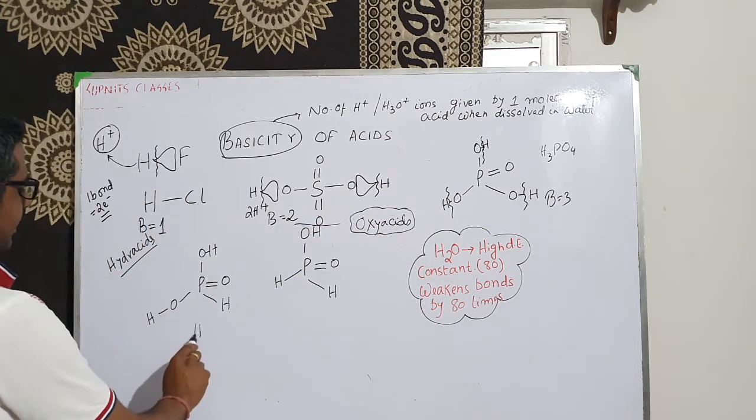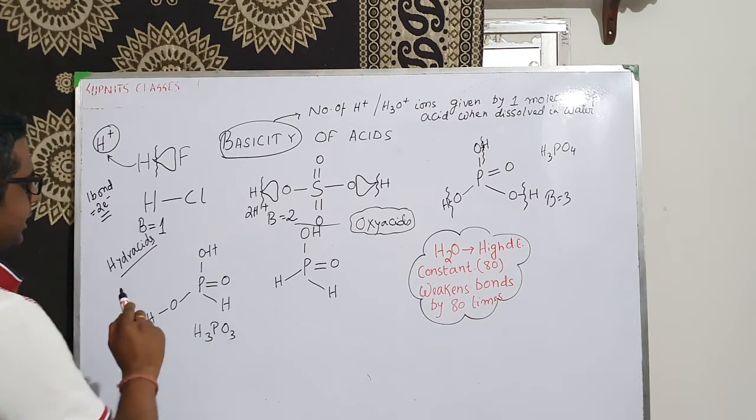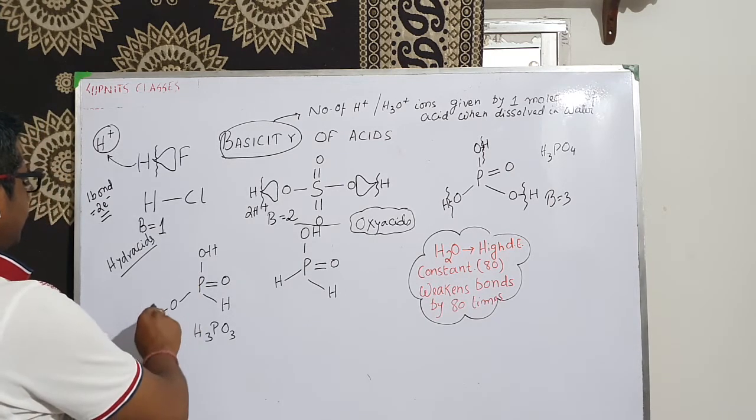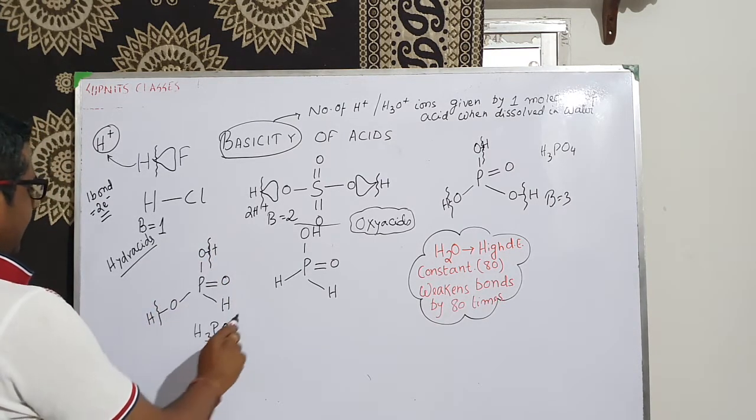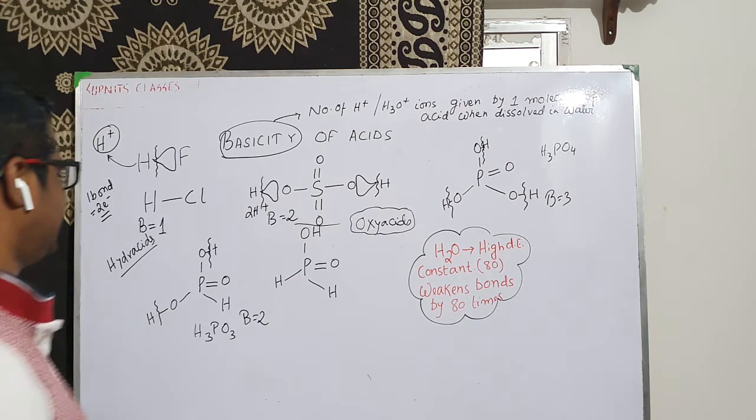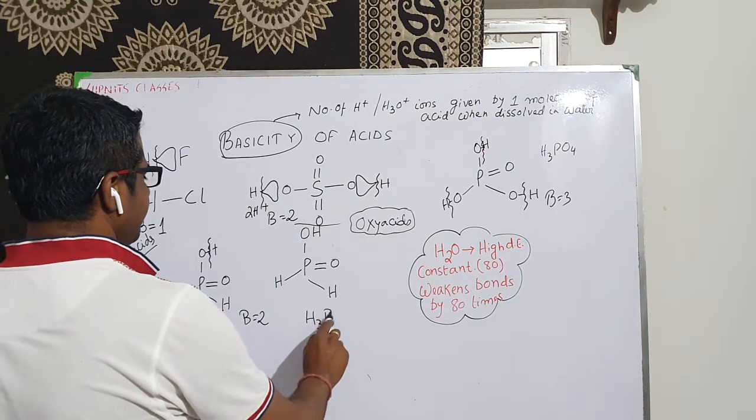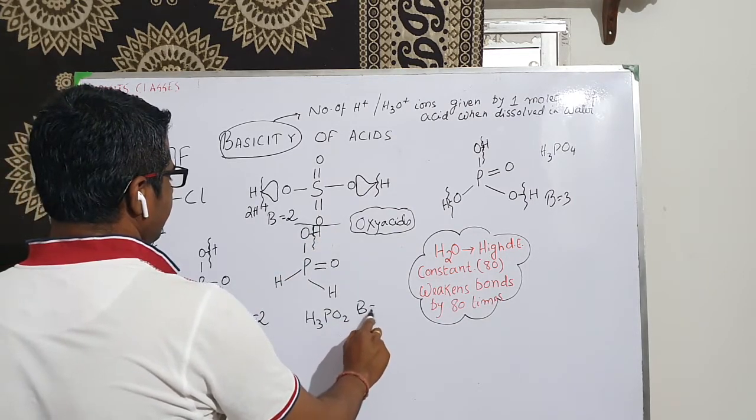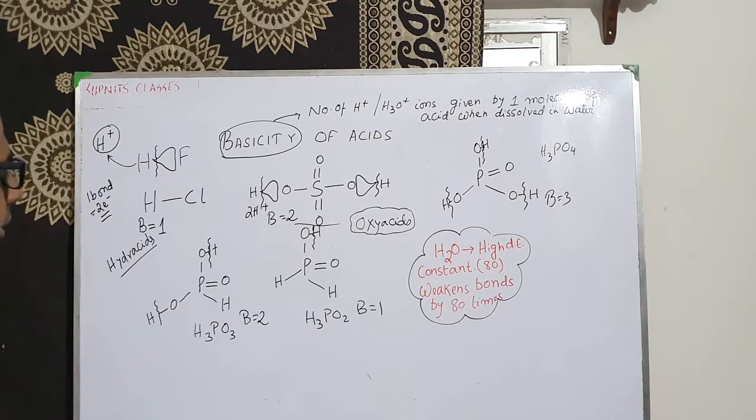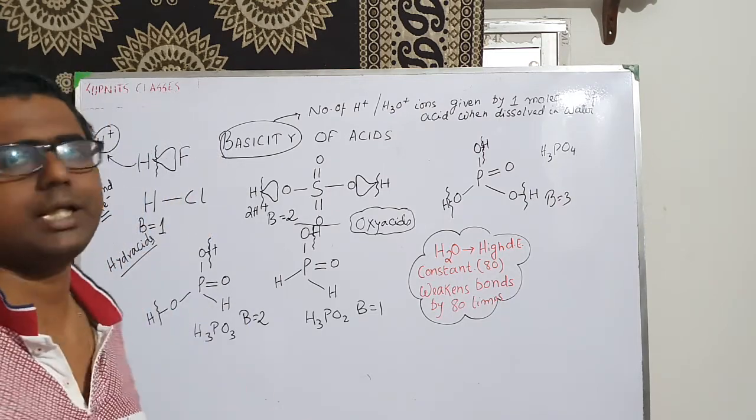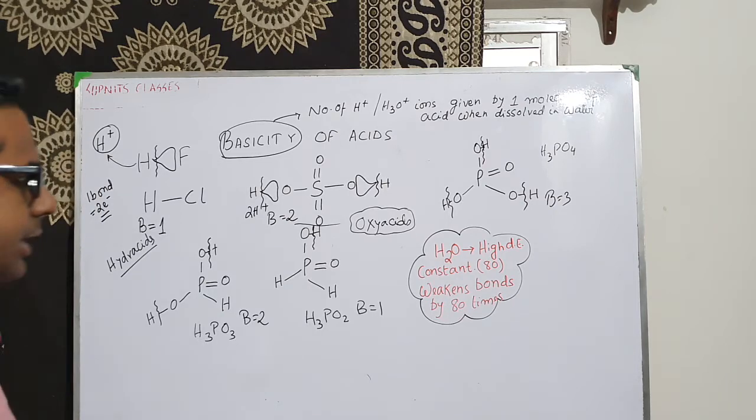This is basically H3PO3, that is phosphorus acid. Phosphorus acid. Okay? So in this case, there are 2 OH bonds. So this will break, and basicity will be 2. Okay? This is hypophosphorus acid. This is basically H3PO2. Only one OH group is there. So basicity will be 1. Okay? So basicity for oxyacids, or sometimes it is called oxoacids also. Okay? So basicity of oxyacids will be the number of OH groups present in the oxyacid.